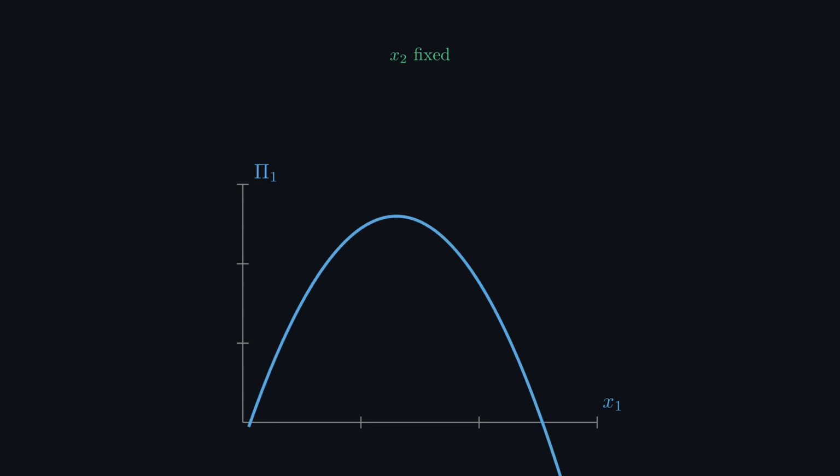Here's the trick. Firm 1 pretends, just for a moment, that the rival's quantity is fixed, a known number. With X2 frozen, its profit is a plain function of its own output. And now, it can do the obvious thing. Find the top of that hill. Set the derivative to 0. Setting that derivative to 0 gives firm 1 its best answer for every possible rival move.